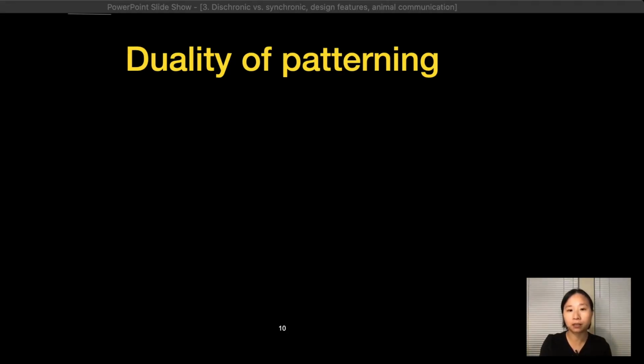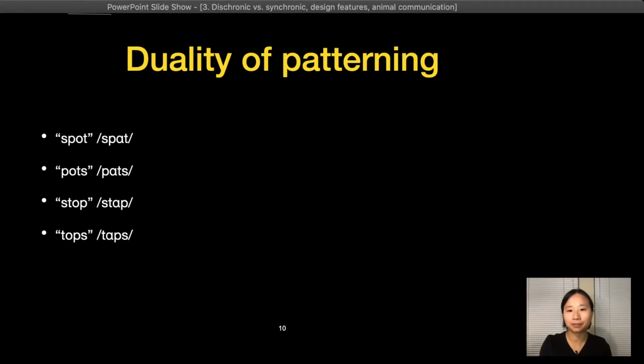In addition to spot, we can also form pots, stop, and tops, as well as ops. All the meanings of these words are arbitrary to a certain extent, but we agree about them as a community. Given duality of patterning, we can construct a large lexicon with many vocabularies.